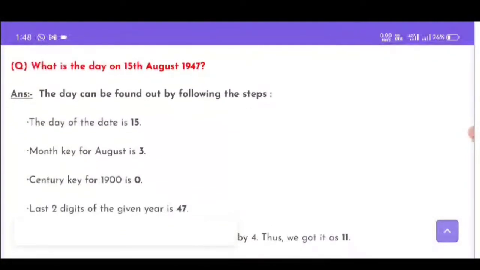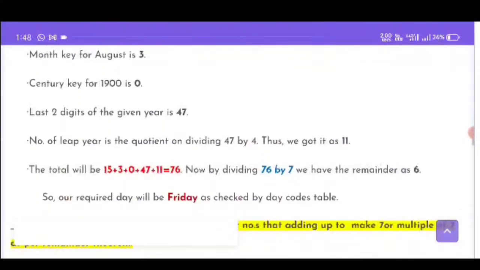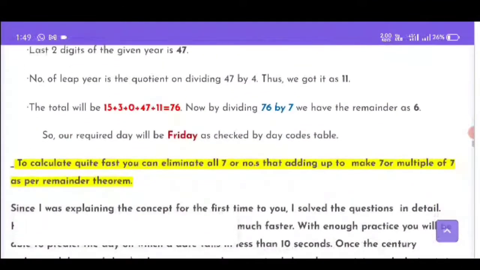What is the day of 15 August 1947? On which day did we get independence? The day can be found by the following steps. The day of the date is 15, month key for August is 3. Century key for 1900 is 0. Last 2 digits of the given year is 47. Number of leap years is the quotient on dividing 47 by 4, which we get as 11.